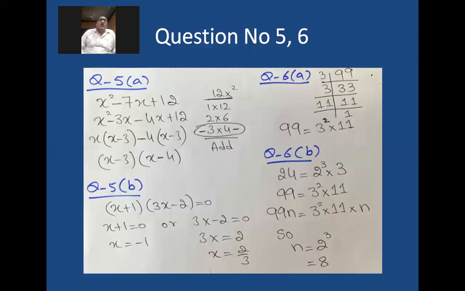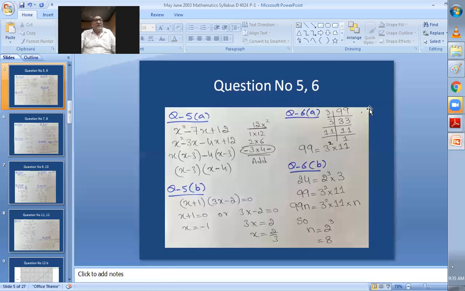Here we go. So 99 divided with 3, so you will have 33, again divided with 3, so you will have 11, again divided by 11, so you will have 1. So the prime factors of 99 are 3 square into 11. Okay. So the next question, let me show you the next question.